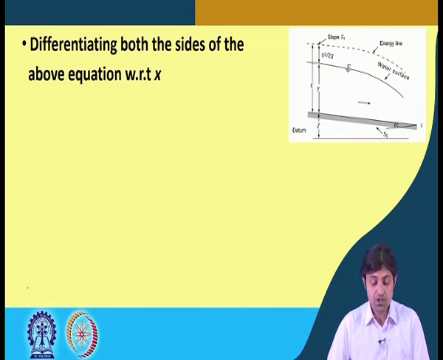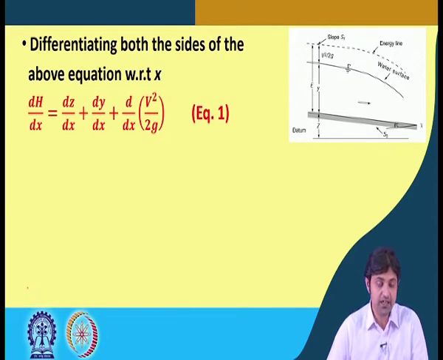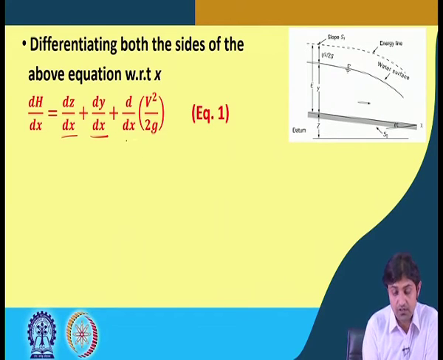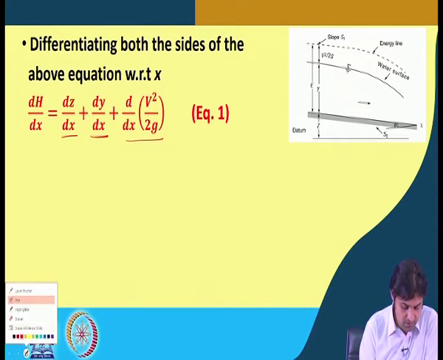So, now if we differentiate both sides of the equation with respect to x, we are proceeding in the same way as we did in the beginning. So, dH by dx will be dz by dx plus dy by dx plus d by dx of V square by 2g, that we call equation number 1.